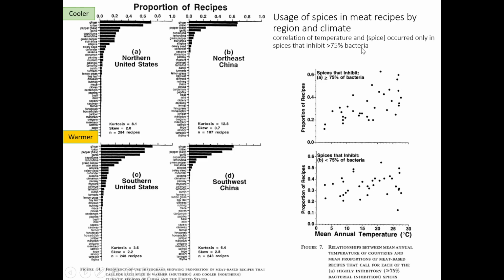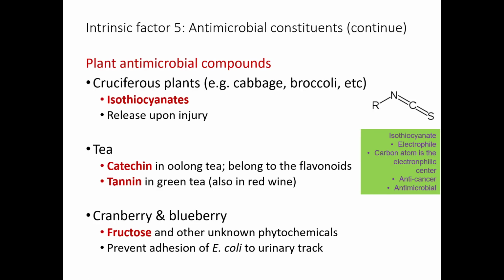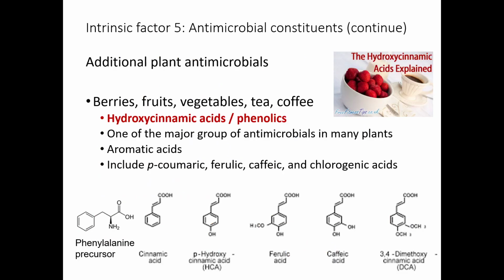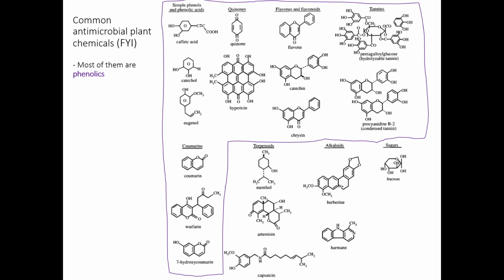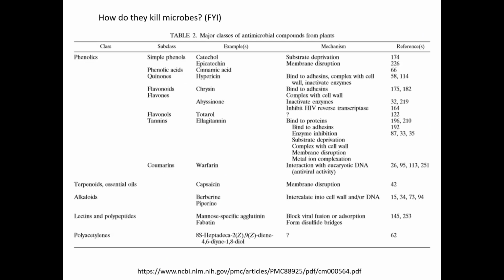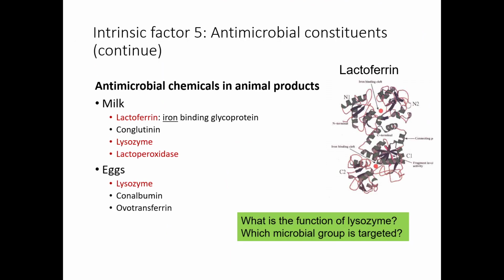So there's a correlation of temperature and spice, but that's only for spices that inhibit greater than 75% of bacteria. But if you're really interested, you can take a look at that. I'm not going to be testing on it. So these are all interesting as well. If you're going to be doing any of these foods, you'll be able to use this information for your food project. So berries, fruits, they're going to have these phenols. Okay. So with that, that's just about everything that I wanted to go over for this. You can take a look.